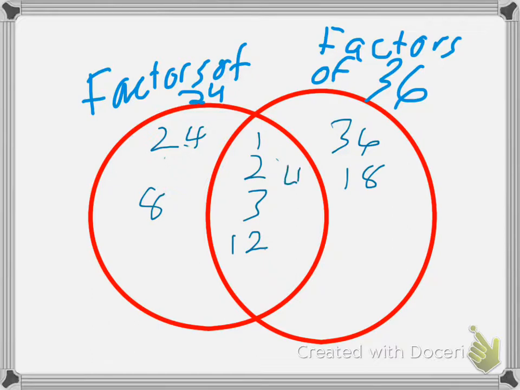4 is also in the middle because it pairs with 6 for 24, and it pairs with 9 for 36. But 6 pairs with 6 for 36, and then pairs with 4 for 24, so I'm going to take that out and put it in the middle.